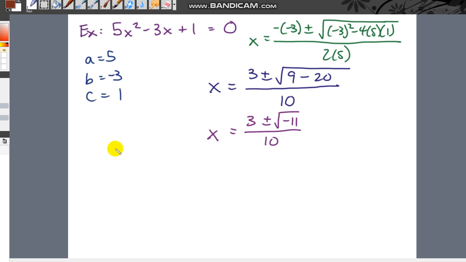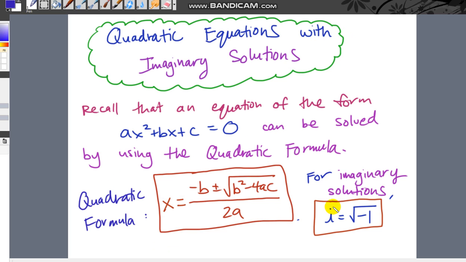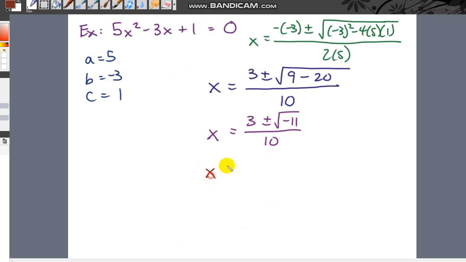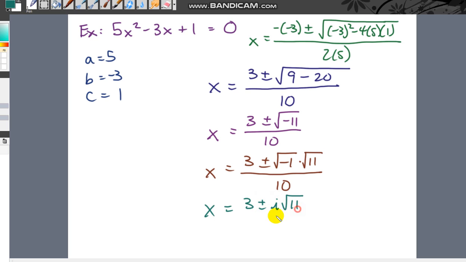Again, break this up. We know from here that i equals the square root of negative 1. So we know that we have 3 plus or minus the square root of negative 1 times the square root of 11 divided by 10. And we know that this part here is i. So by doing so, we have 3 plus or minus i times the square root of 11 divided by 10. We're going to finish this up on the left hand side here.